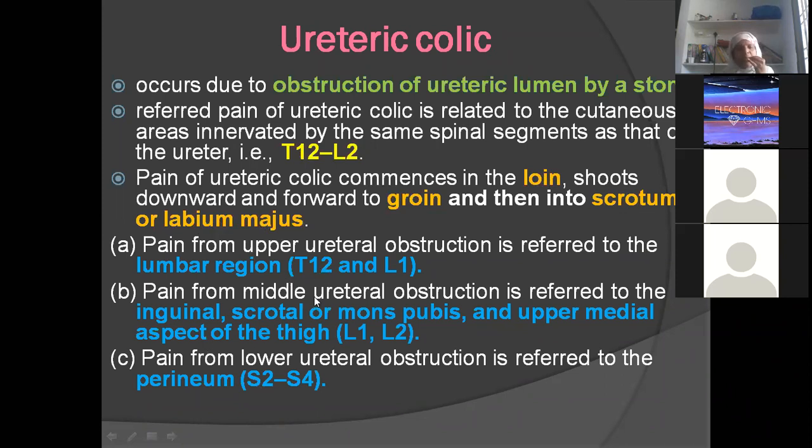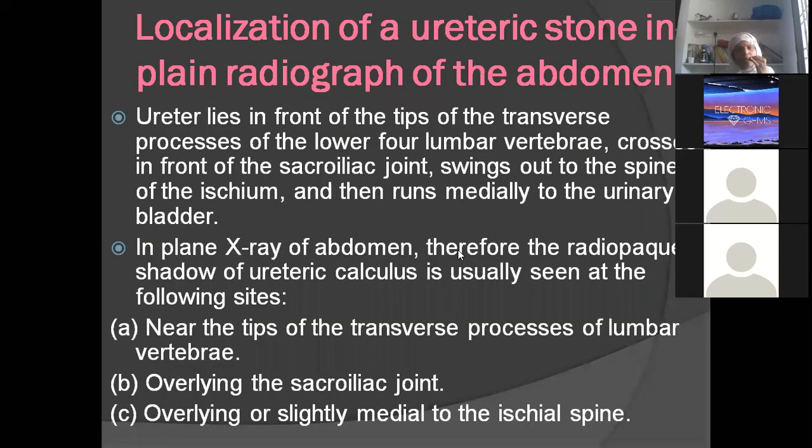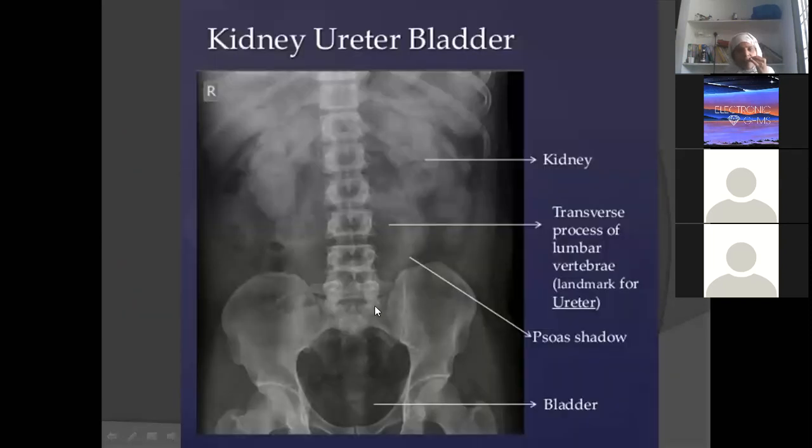I have elaborated each referred pain. See, this is the loin region, this is the groin region, scrotum. It is just referred like this. Which pain is it? Ureteric colic, that means ureteric stone. It is radiating like this. So then I will show you with the help of a diagram.